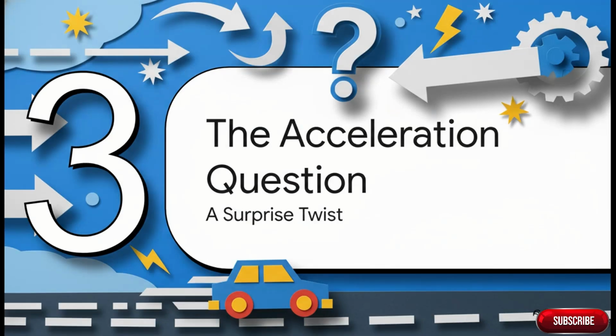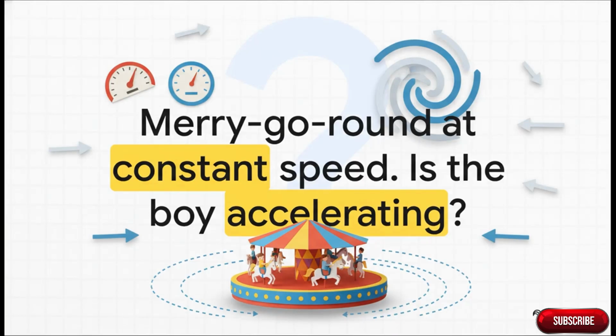All right, now for a question that trips up so many students. It looks really simple on the surface, but it actually hides a super important, deep concept about what motion really is. So picture this. A boy is on a merry-go-round, and it's moving at a perfectly constant speed, say 10 meters per second. The little speedometer on his ride doesn't budge. So is he accelerating? What do you think?